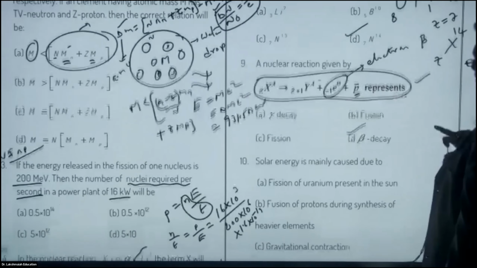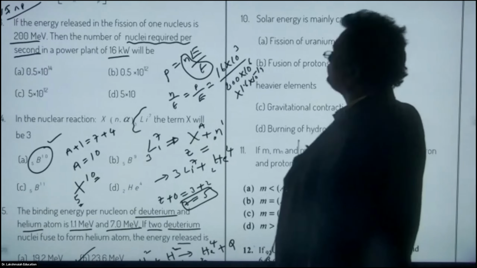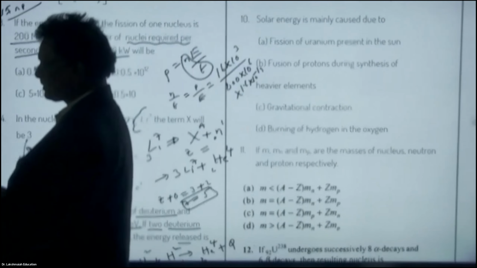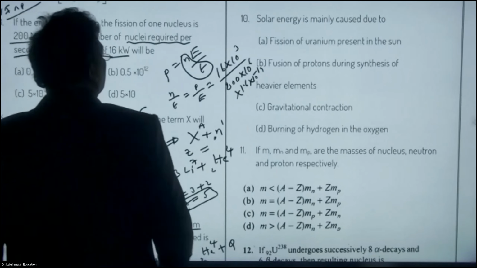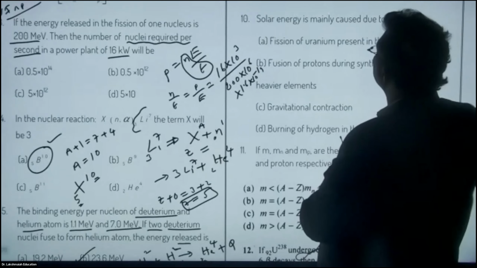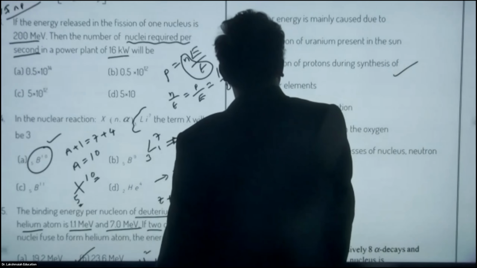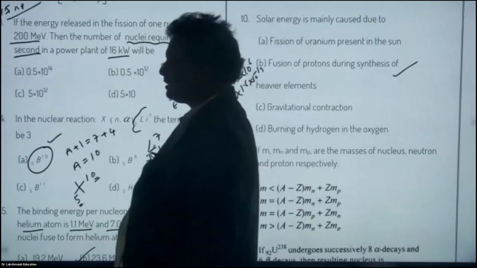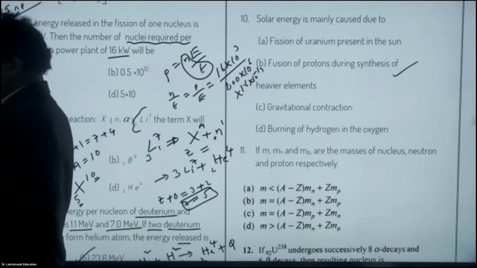Go for the next question. Solar energy is mainly caused due to what? Is it fusion or fission? What they have given here: fusion of protons during synthesis of heavier element. Is it correct? Yes, sir. So fusion of protons during the synthesis of heavier element, that is like helium. Next question.